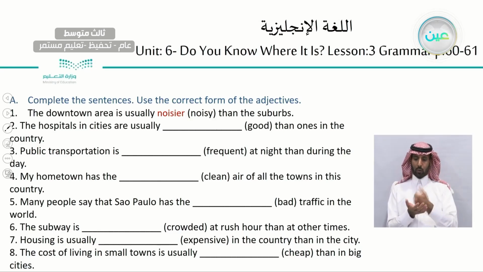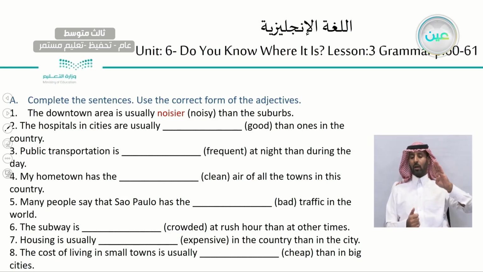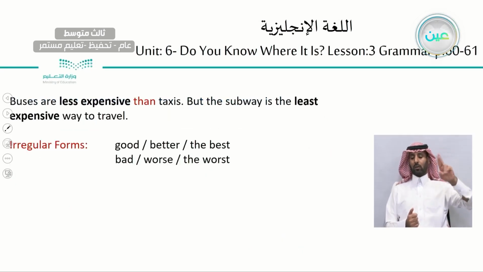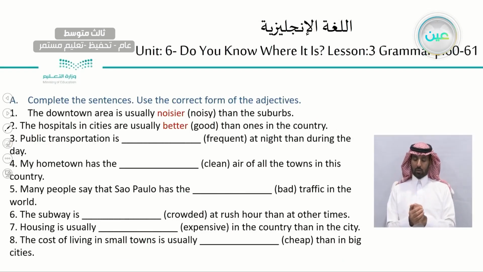Okay. The hospitals in cities are usually what than ones in the country? So we are comparing between what? Hospitals in cities and hospitals outside the cities, in the countryside. So what should we do? Good. Do you remember how we form good? You can see it here. Good, we say... Excellent. We say better. We say better when we are using the comparative form.